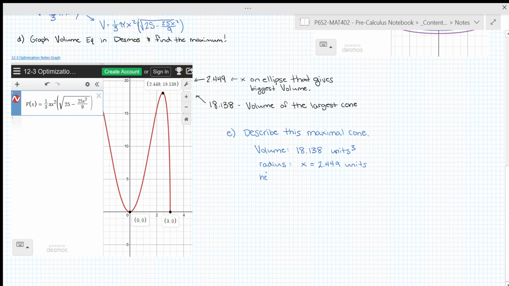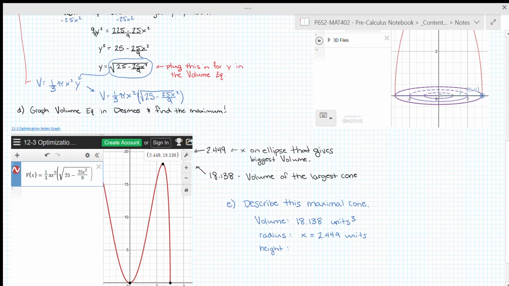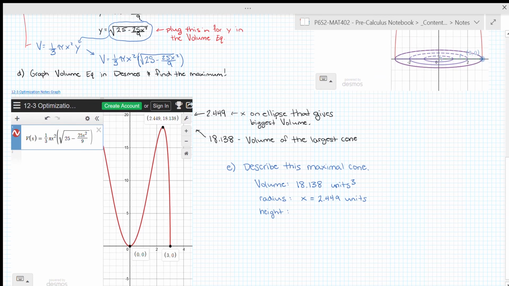The last thing we were asked to find is the height. The height is nowhere on here, but I have the equation for it. Again, the height is equal to y. And y was equal to the square root of 25 minus 25x squared, but my x, I know, is 2.449 squared, all divided by 9. Plug that into your calculator. I get that it's 2.89 units tall.